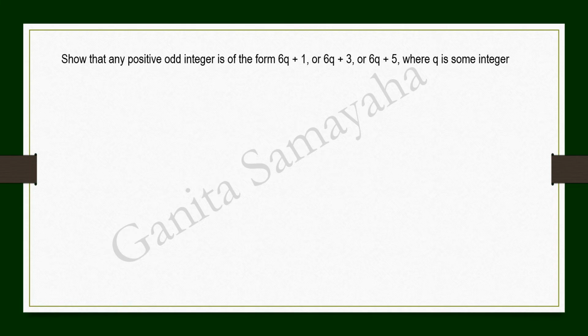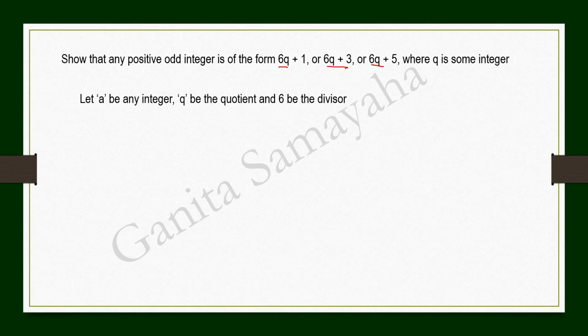Any positive integer is of the form 6q plus 1, 6q plus 3 or 6q plus 5. All odd integers are of this form, he is saying. That means we should consider any number A divisible by 6, because we have got here 6q, 6q and 6q. So any number A, quotient is q and the divisor is 6. So what are the possible ways? Let A be an integer, q be the quotient and 6 be the divisor.